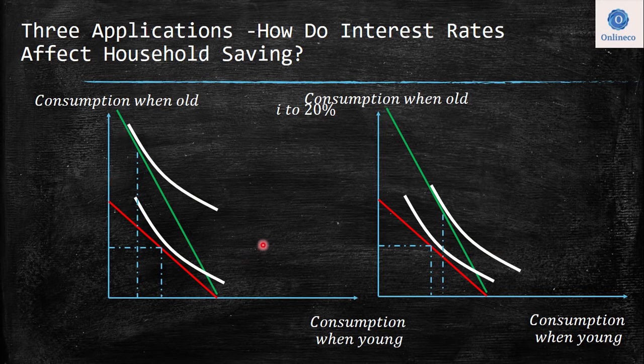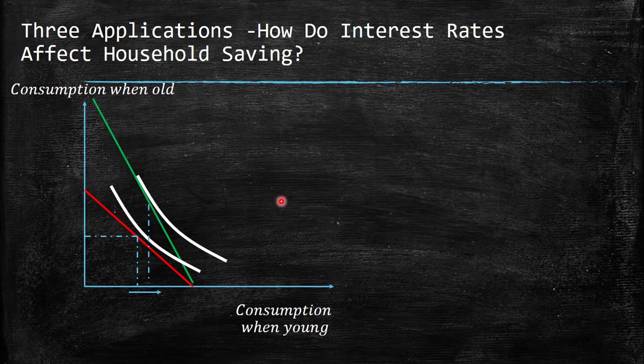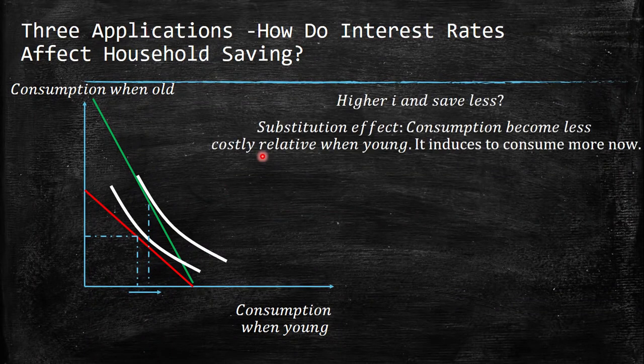Now we have two possibilities: you consume less when young, or you consume more when young. Then we are going to analyze the one that is maybe not natural, because in the previous one you say, okay, if I will get more when old, I will save more, right? So then I consume less today. But it could be that you save less when young. And why, if the rate is higher, do I save less? This is because of the substitution effect, because consumption becomes less costly relative when young. It induces you to consume more now. This is the substitution effect, right?